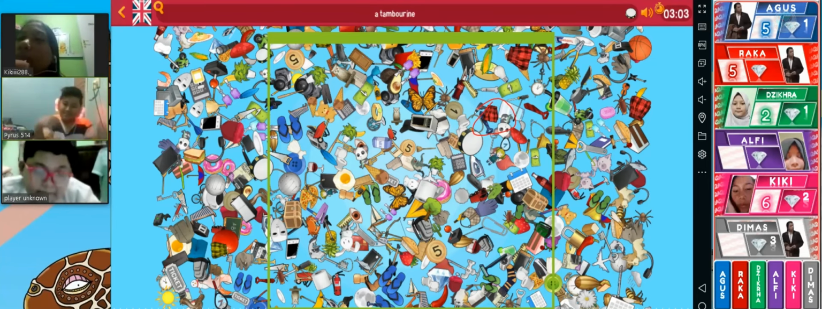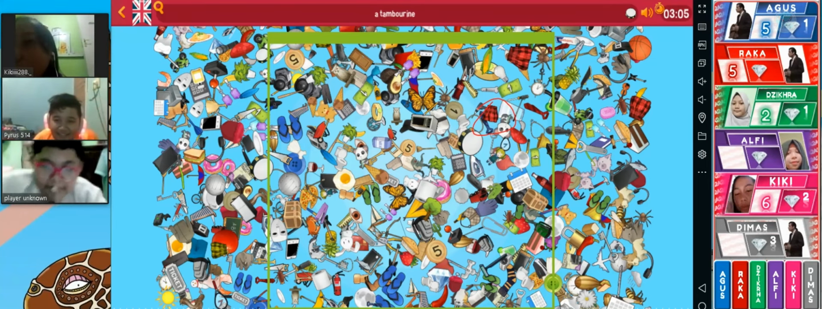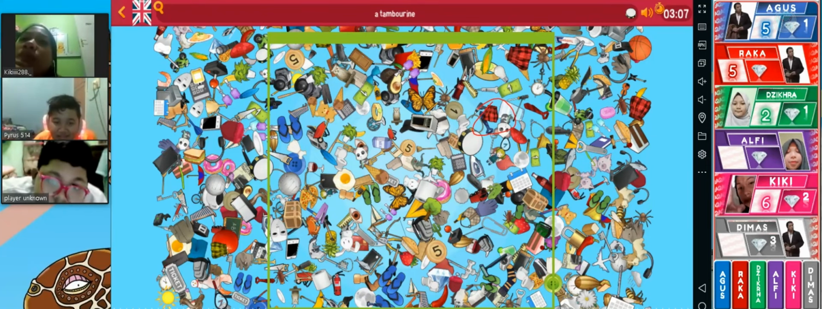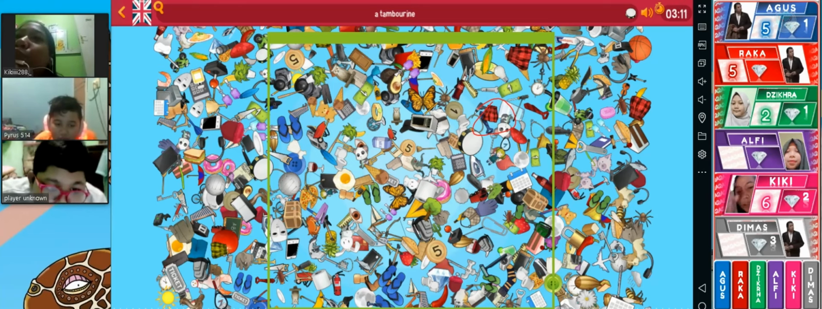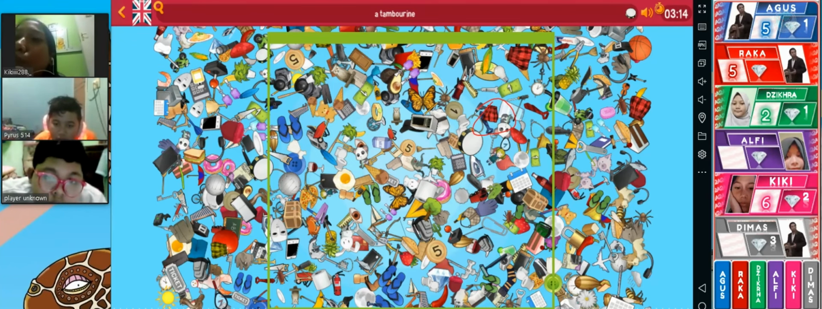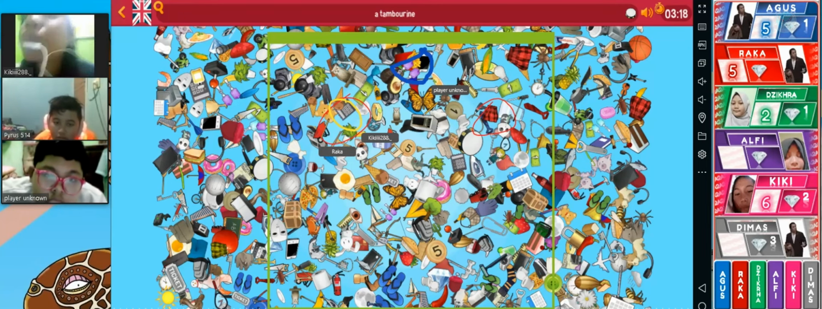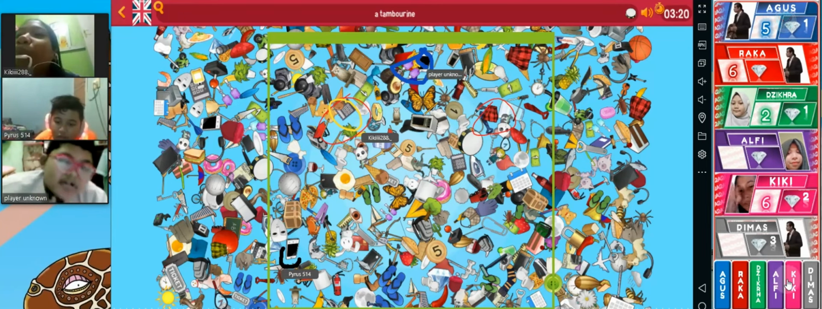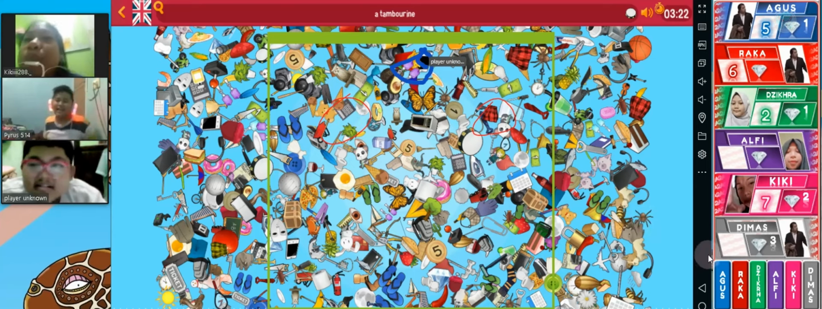We use this device. So it's an electronic device. We use it to help us in counting, like counting money, counting something. Okay, Raka, that's it. What's the name of the device? Calculator.